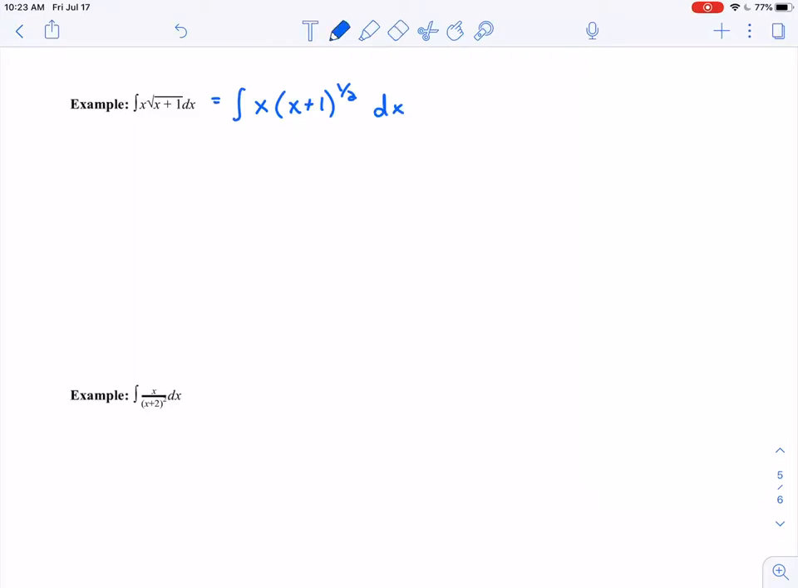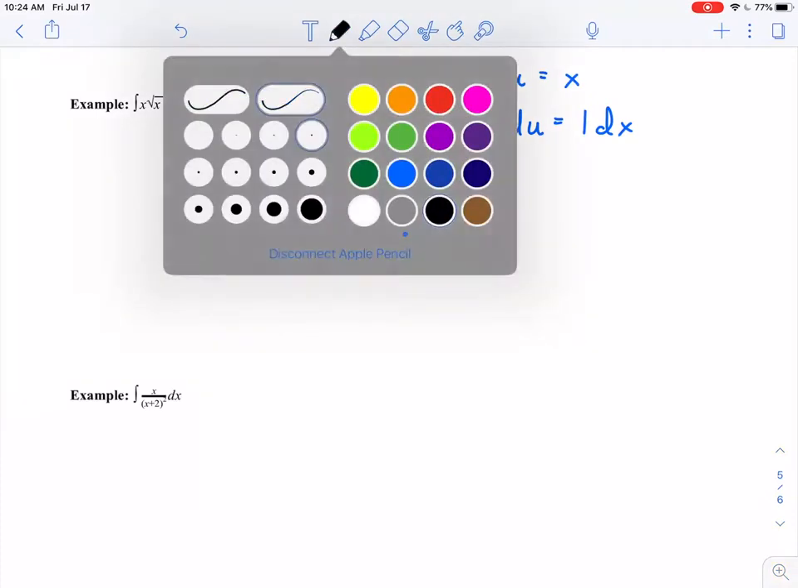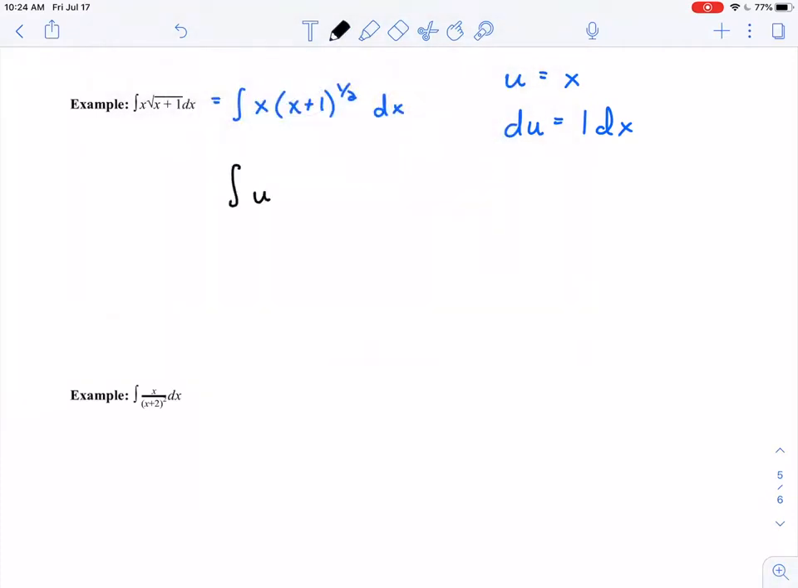Try substitution. If you're ever unsure, if you're looking at a problem and you say, boy, I'm not quite sure what to do with it, substitution is usually your best bet. So I'm going to pick u equal to x. Let's try that first. u equal to x means du is equal to 1 times dx. That's the derivative of x. So if we perform our substitution here, we'll have u times (u plus 1) to the 1/2 power du.